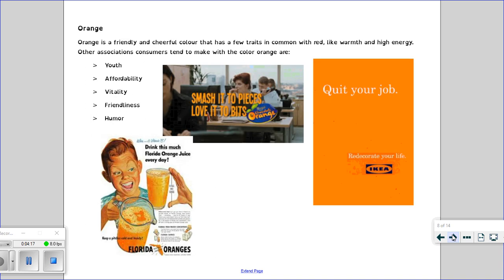Okay, orange is a very friendly, cheerful colour. It's quite similar to red actually, in that it also represents warmth and high energy, and friendliness as well, and humour, which again could be key to your circus.